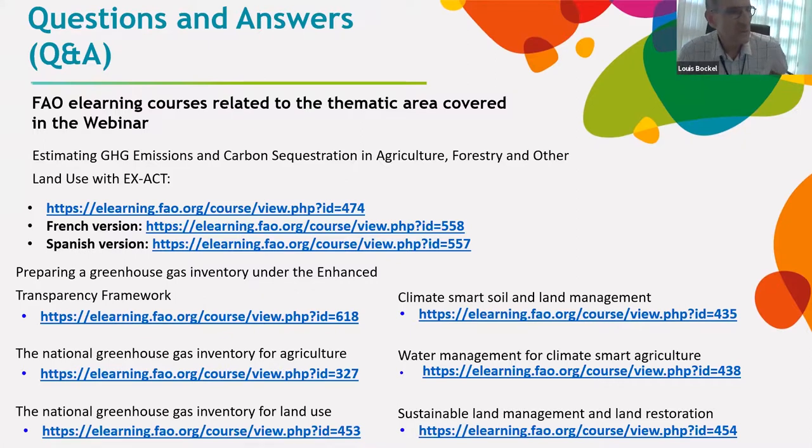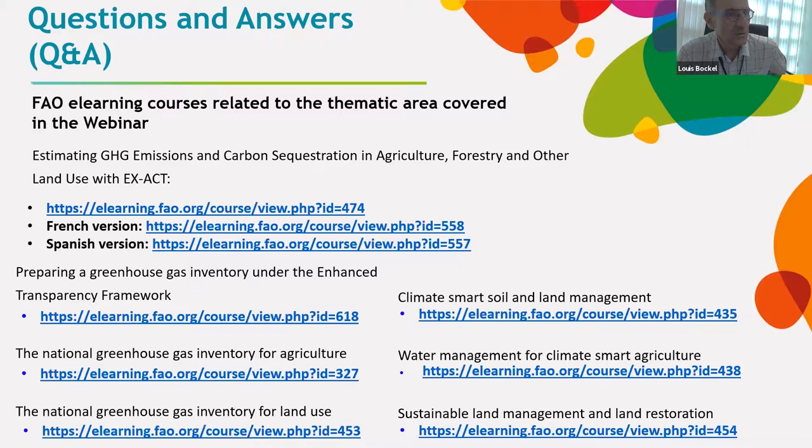So one of the questions was, can the EXACT tool be used to measure the progress towards a country's NDC? If so, how do you determine the without project scenario? Here I can say that we are already using the EXACT tool for NDC analysis and for NDC monitoring. And we are currently organizing training for the NDC team with the support of the Division of Climate and Biodiversity in FAO.